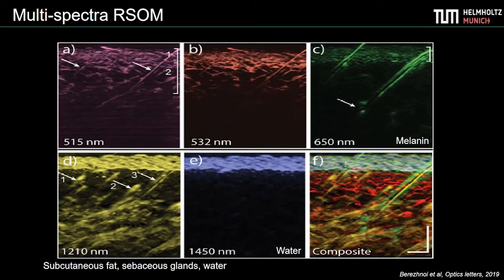And besides single wavelengths, we also do multispectral RSOM by using an OPO laser. We can highlight different chromophores in the skin. For example, we use 515 and 532 nanometers, which focus more on the hemoglobin in the vasculature. And if you use 650 nanometers, we see the signal mainly coming from the melanin. At 1210 nanometers, we see subcutaneous fat, the subcutaneous glands, and water. And then at 1450 nanometers, the contrast mainly comes from water. And here are these nice composite images.